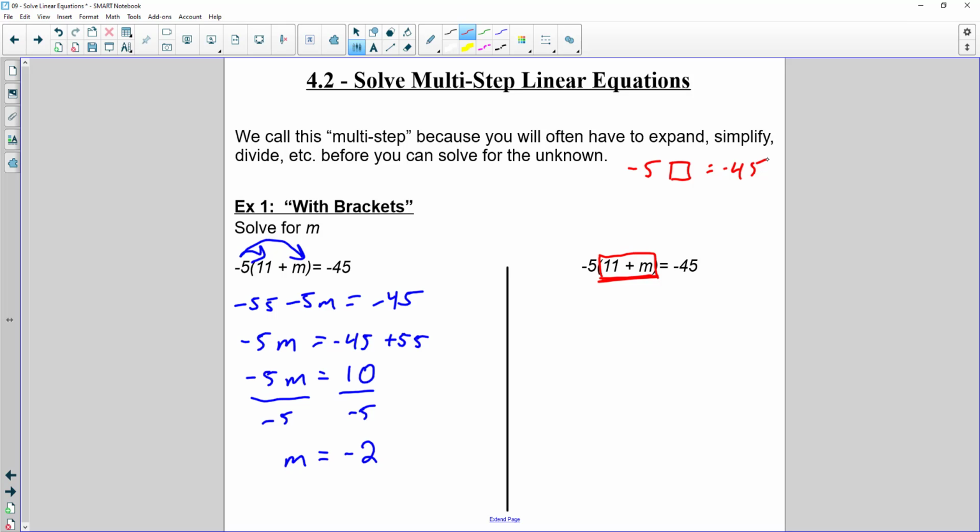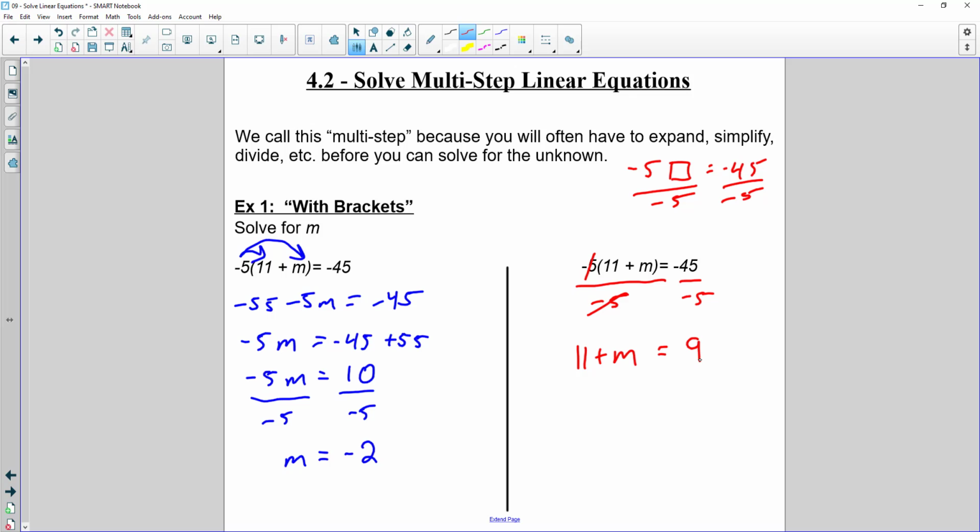How do we isolate the box? How do we get that to be alone? We divide both sides by -5, right? That's what we would have done before, so that's exactly what we're going to do here. I'm going to divide this whole thing by -5 on both sides. The -5 is going to cancel, and I'm left with just the brackets on the left-hand side. So that's going to be 11 plus m. I don't need the brackets anymore because there's nothing in front of them. And that's equal to -45 divided by -5, which is +9.